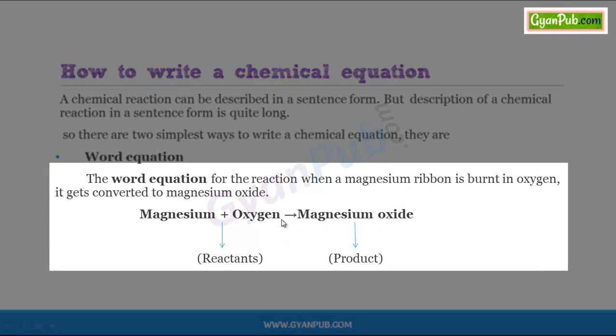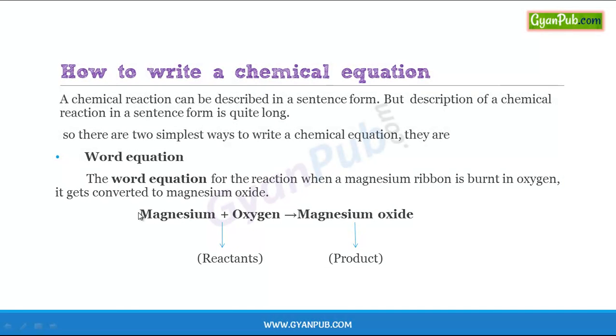In this equation we use the words of the chemicals involved in the reaction. The reactants are on the left hand side of the equation and the products are on the right hand side. The reactants are joined with a plus symbol on the left hand side, and if there is more than one product, the products are also joined on the right hand side with a plus symbol between them. An arrow mark indicates the direction of the reaction and shows that the reactants are converted into products.